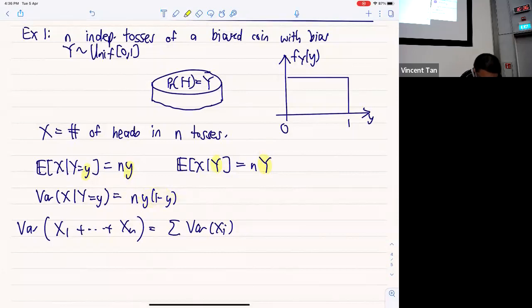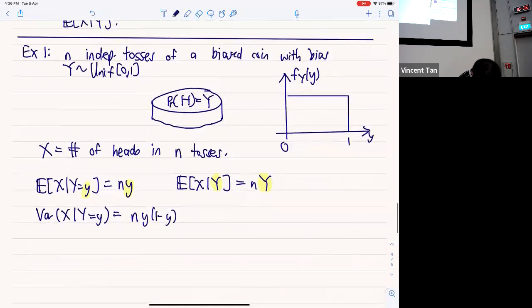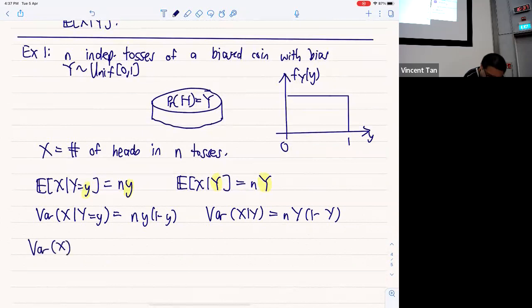Very good. So now we have the variance, and so the variance conditioned on a random variable Y, I just replace the little y by capital Y. So we prepare ourselves all these statistics. Now I'm interested to compute the variance of the number of heads that I have. This is very difficult.